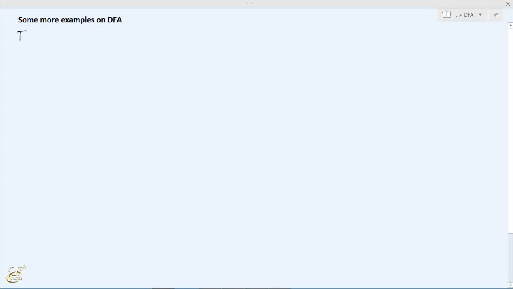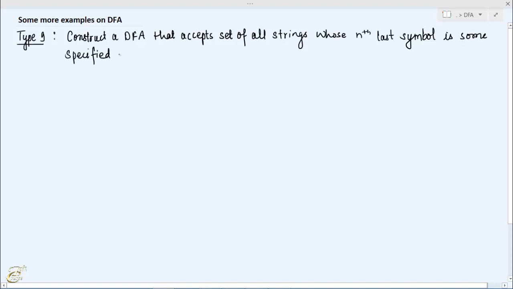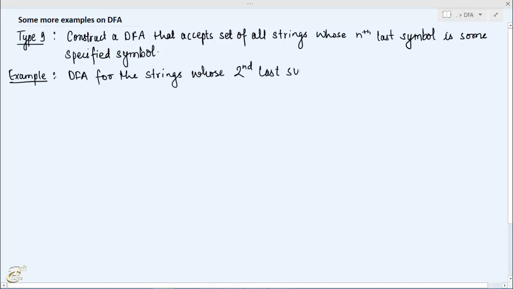Type 9. Construct a DFA that accepts the set of all strings whose nth last symbol is some specified symbol. For example, a DFA for the strings whose second last symbol is A, where the alphabet sigma equals {A, B}.